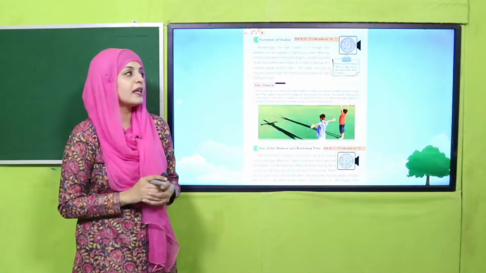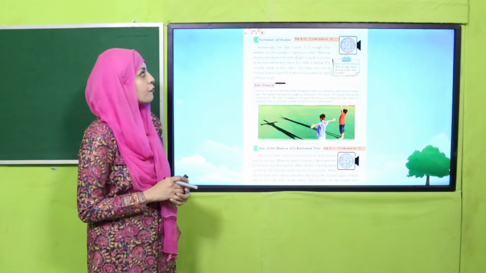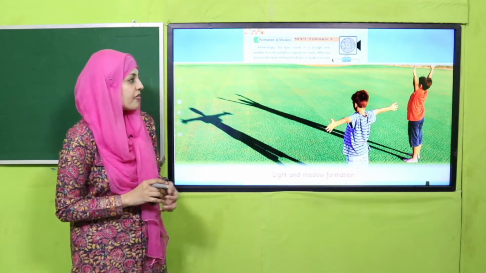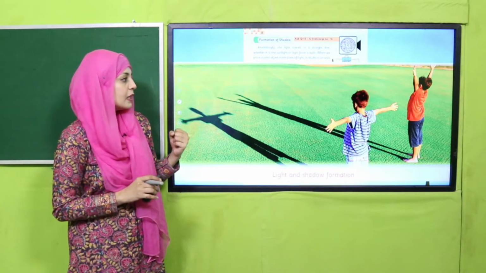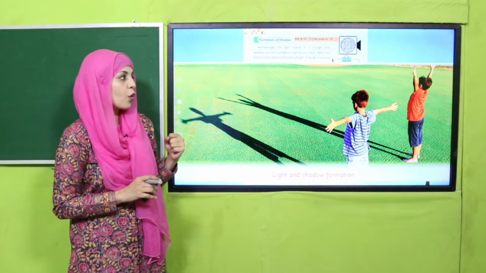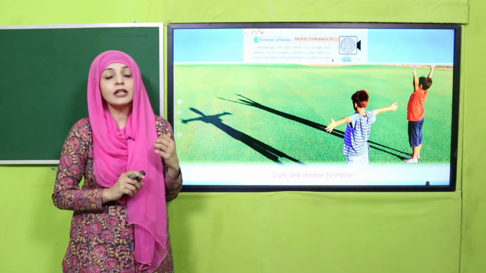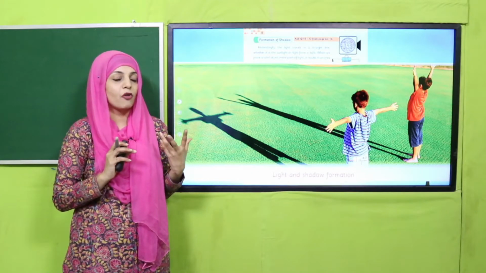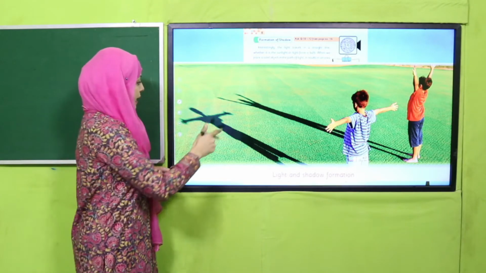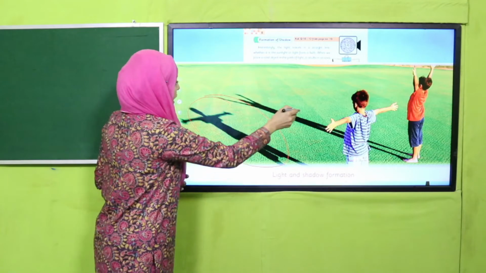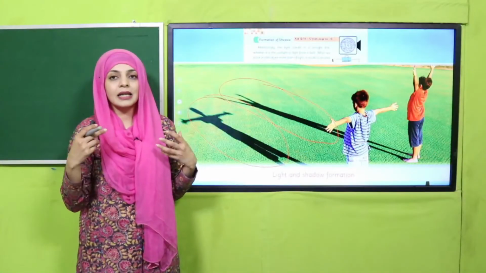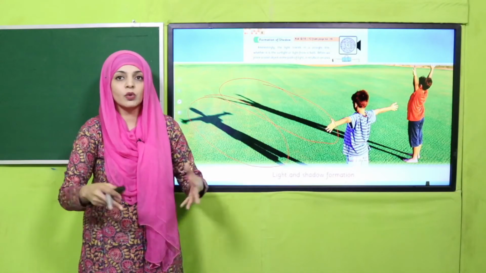I hope everybody has opened page number 8 in their books, formation of shadow. But before that, you can see that the two kids in the ground are making their shadow by blocking the light of the sun. You can perform this same activity yourself too, but you can see their shadows and their shadow is similar to what they are doing. Okay? So shadow is exactly of your shape, whatever you are doing.